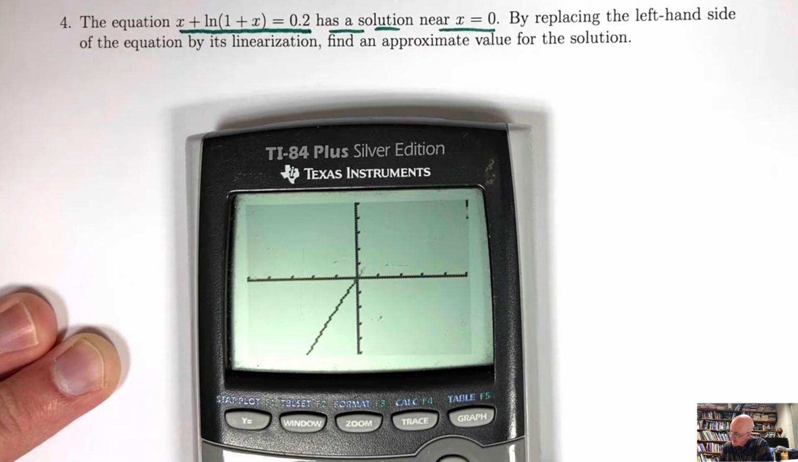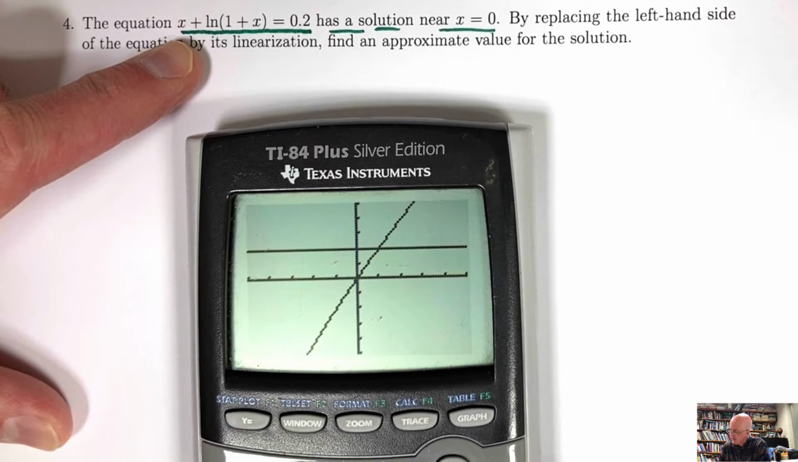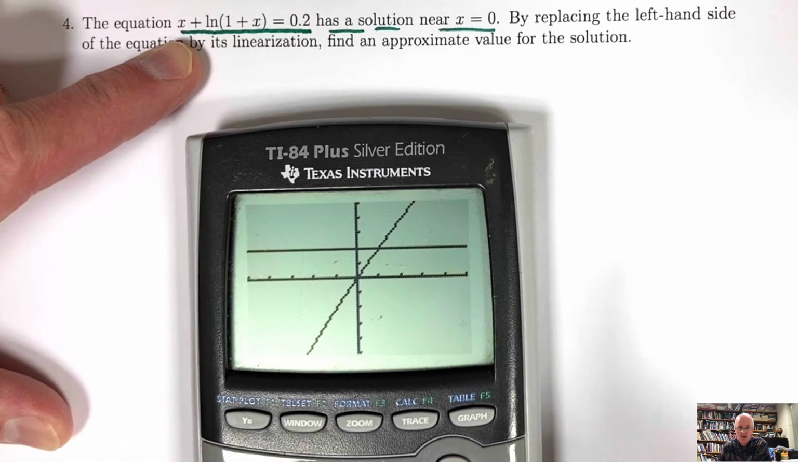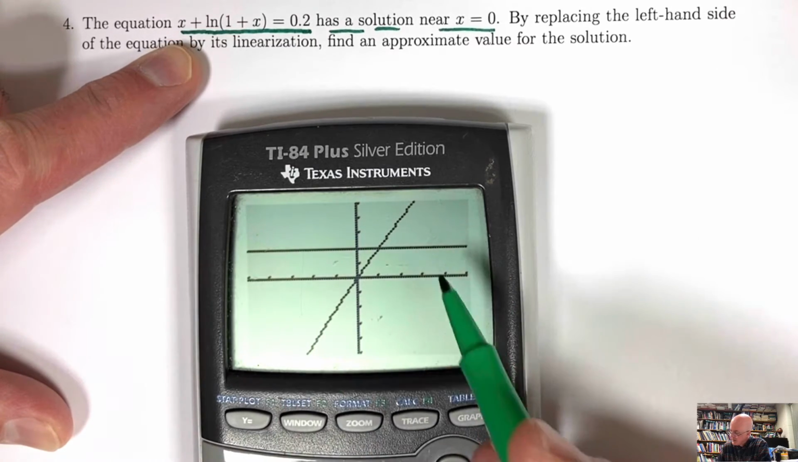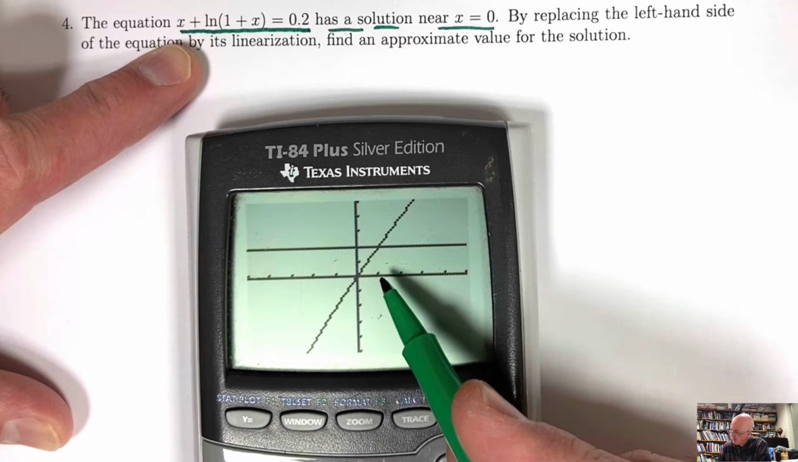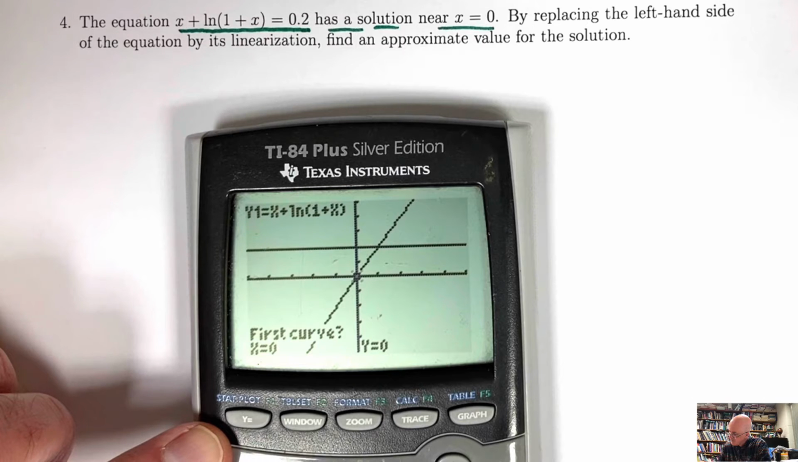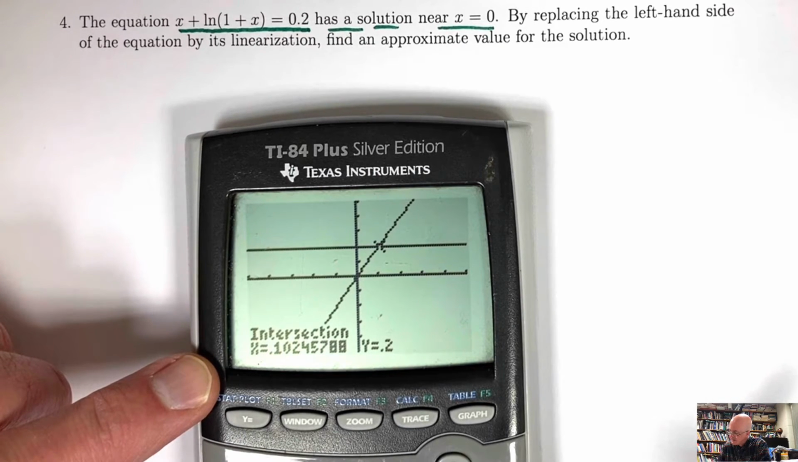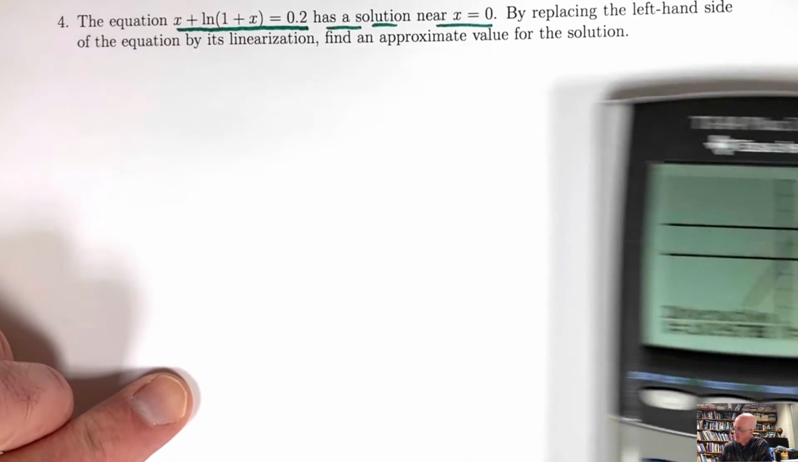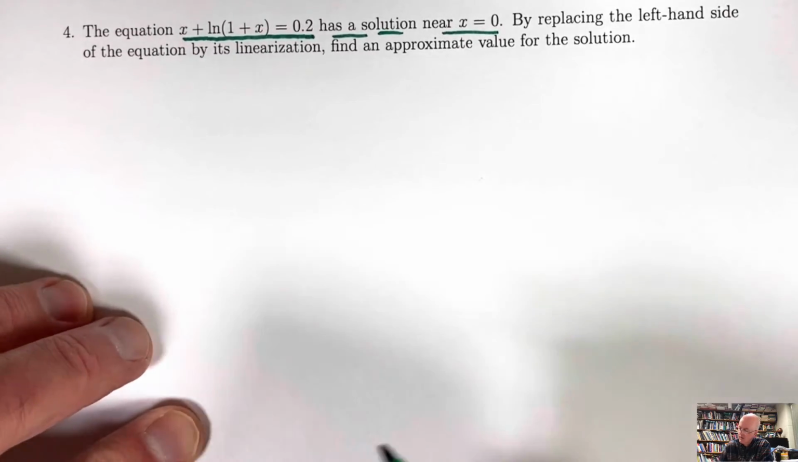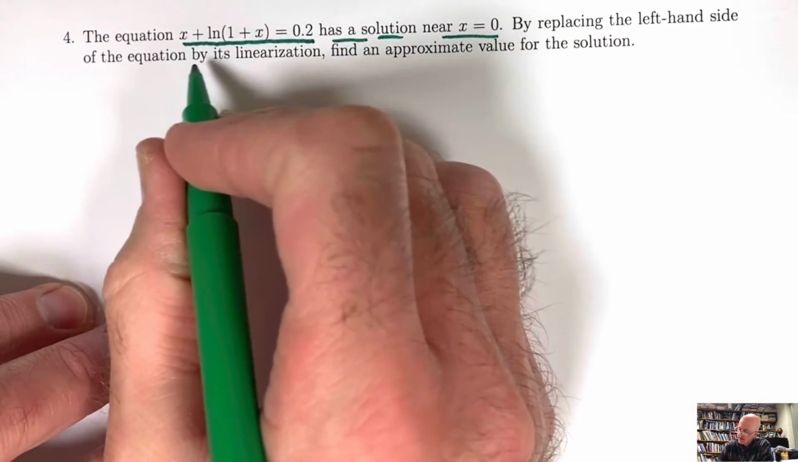So here's the function itself. It looks like it goes to the origin, and in fact it does. If you plug in 0 there, you get 0. It looks pretty straight, but it's actually slightly curved. And there's the horizontal line at 0.2. You can see the intersection point there is close to 0.1. We could try to calculate it. First curve, second curve, and guess. Looks like the intersection point is close to 0.10246.